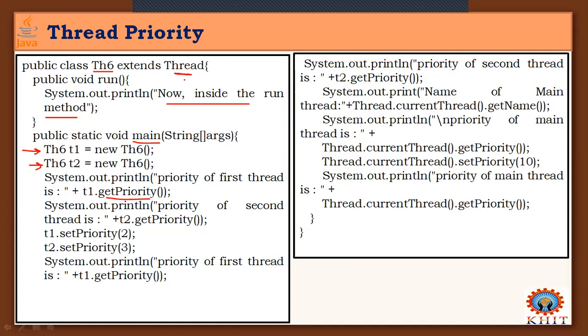No need to specify the name of everything. Here you can directly invoke it on the object, like inheritance. And the priority of the second thread, right? Initially, I'm trying to get the priority assigned by the controller to T1 and T2. Later, I'm going to set the priority using the setPriority method: the first thread with value 2, thread 2 with value 3. Again, I try to get the priorities after setting them.